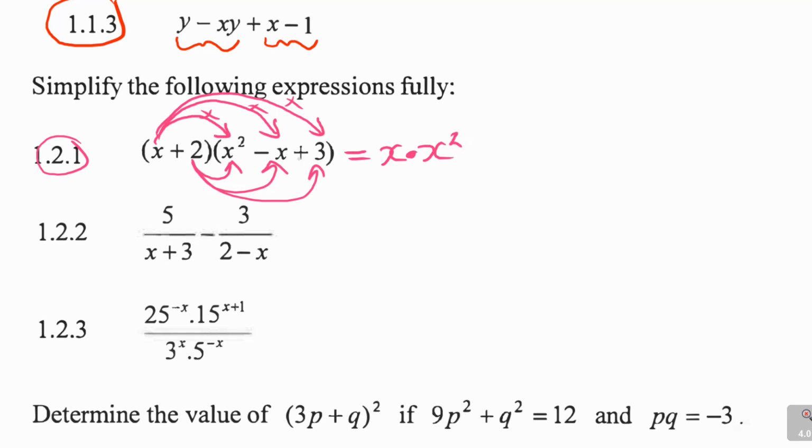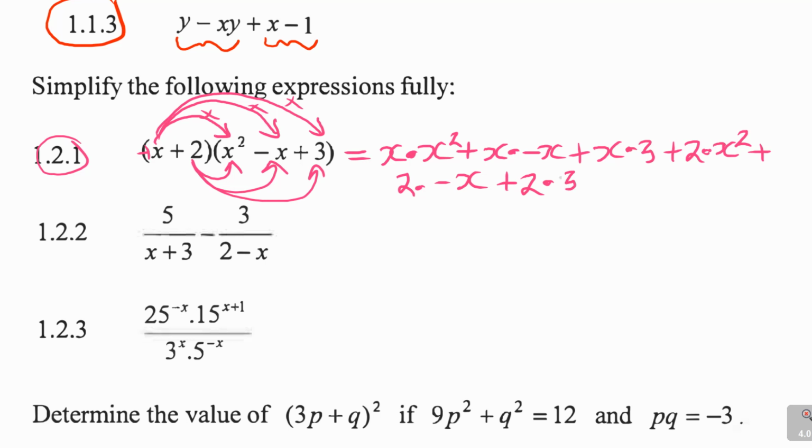And then again, now what is the sign for x? There is plus, so I will say plus x dot negative x. That's what I'm doing. And then again, plus x dot 3. We continue, plus 2 dot x squared. This is the long version, but you can do this as you are talking, you know. And then plus 2 dot negative x plus 2 dot 3. Dot means times.